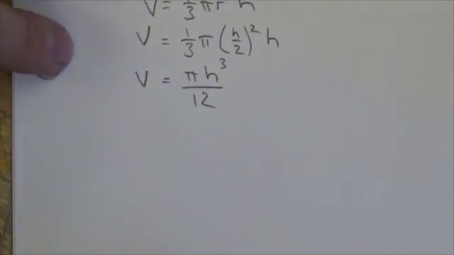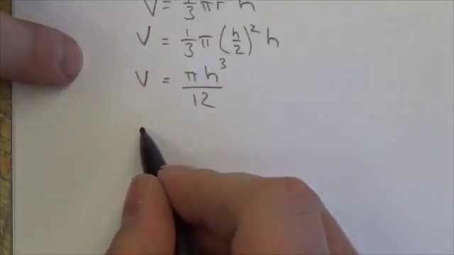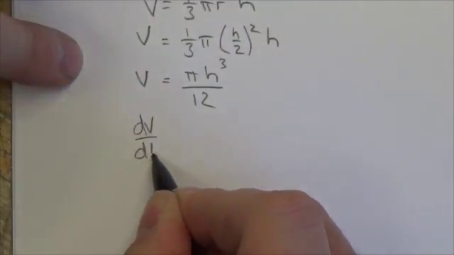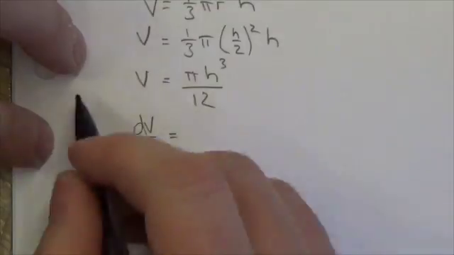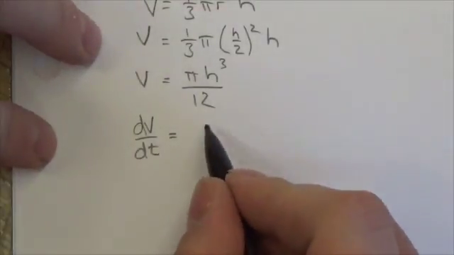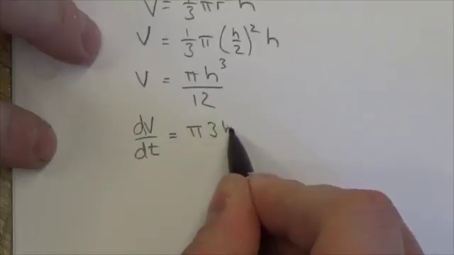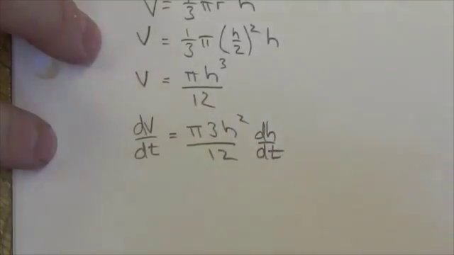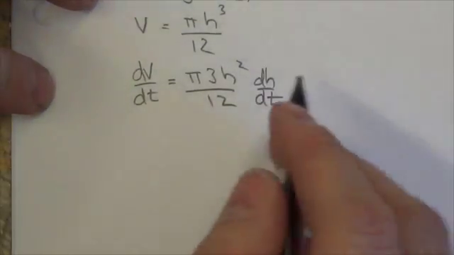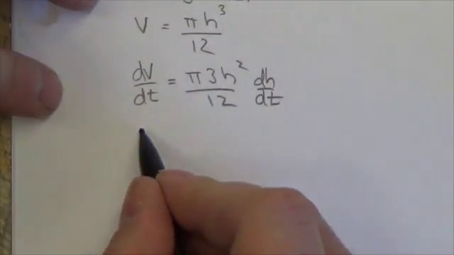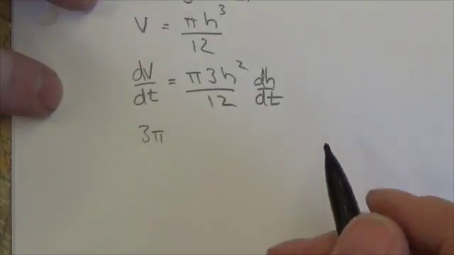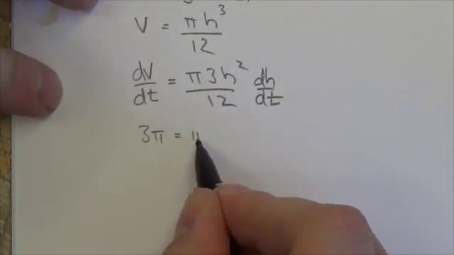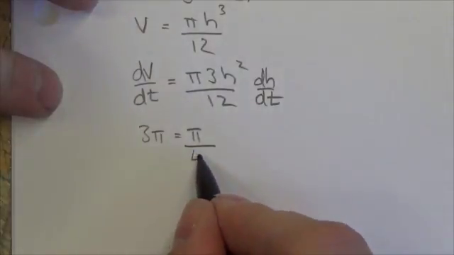Great. Now let's take the derivative. We have to take the derivative with respect to time, and we have to do it implicitly because time doesn't factor in here. So bring down the 3. This will be pi times 3h squared over 12, and again I'm taking the derivative implicitly with respect to time. So there we go. Perfect. Now we're going to plug in the things that we know. We're looking for dH by dt, but I'm going to plug in what I know. First of all, I know that the volume is increasing by 3 pi cubic feet per minute. Pi, that's easy. That 3 and the 12 will cancel, giving me a 4 there.